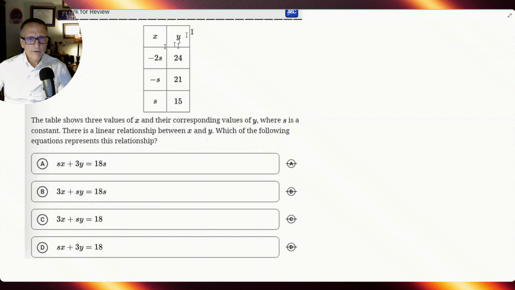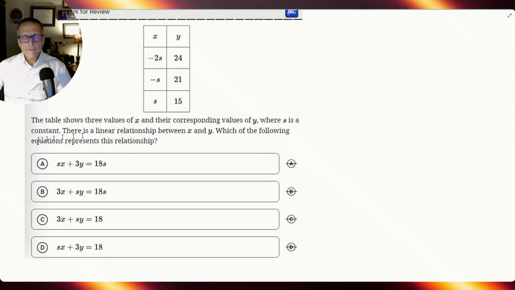They give me a table here of X and Y values where the X values are expressed with a variable or a constant S. So it tells us here that S is a constant. And it says there is a linear relationship between X and Y. And it says which of the following equations represents this relationship.